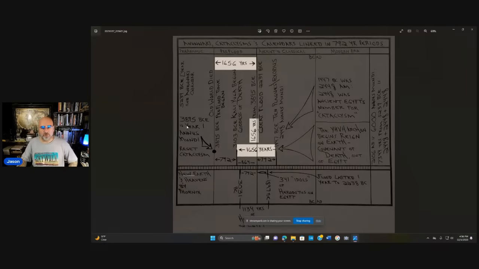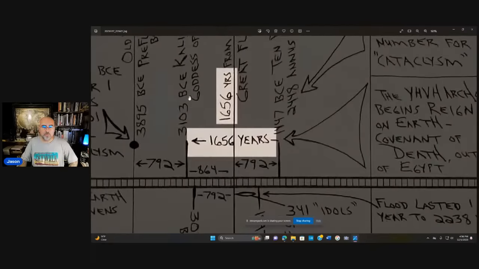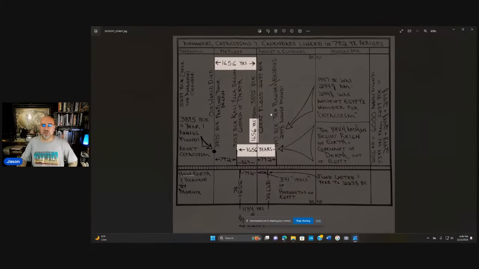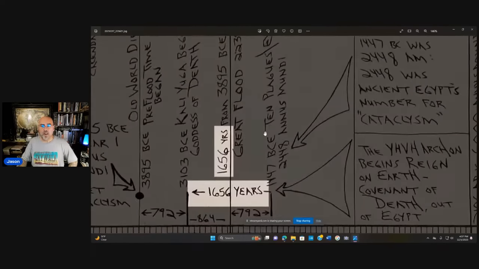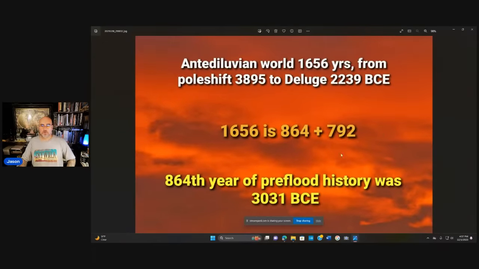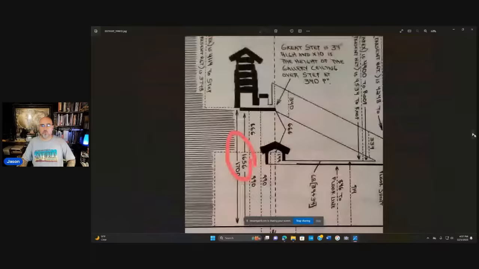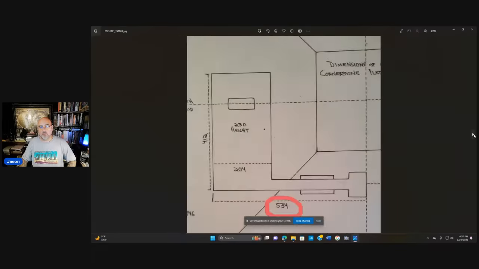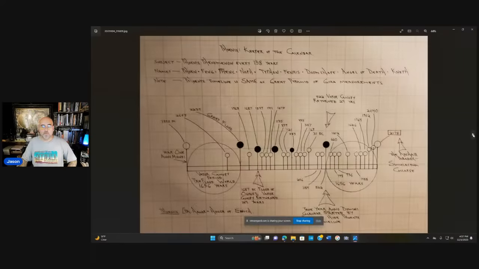Again, 1656 years in world history is the Great Flood. Here's the Kali Yuga calendar. 3103 BC is 1656 years before the Exodus in 1447 BC, and the 10 plagues of Egypt, which started a mass exodus away from all this area. Let me get through these. Again, circled in red is divisible by 138, divisible by 138. Here's the Phoenix timeline.